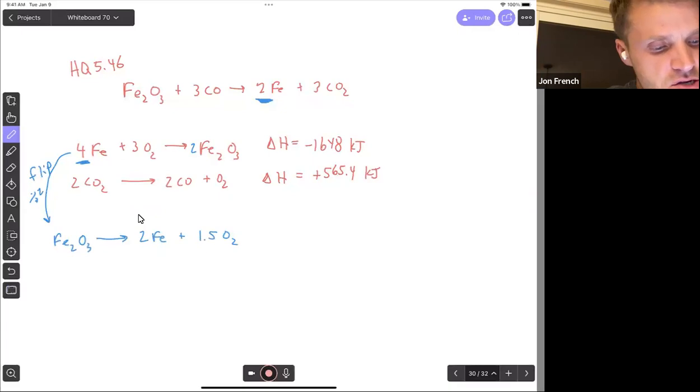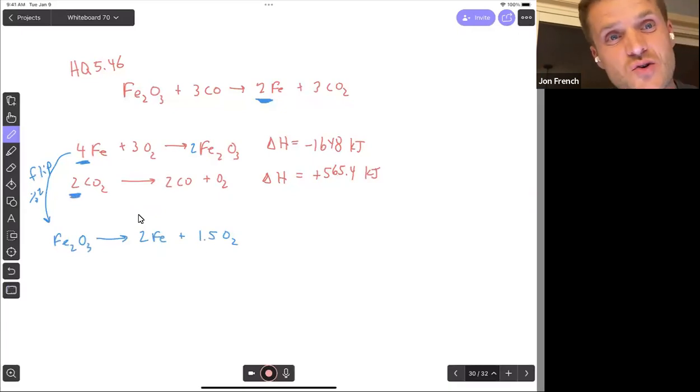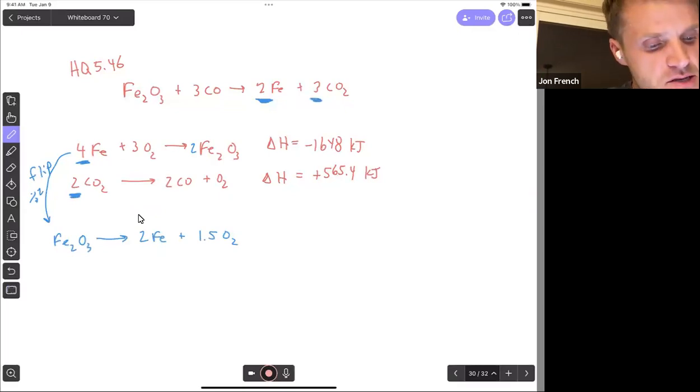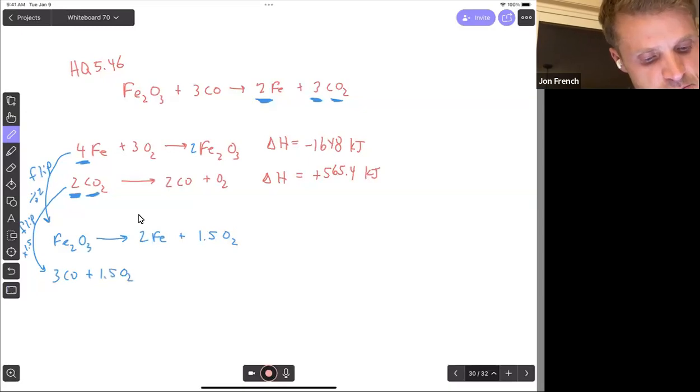All right, the next reaction, I've got carbon dioxide. I've got 2 and I'm looking for 3. So I have to multiply the next reaction by 1.5, and I have to flip it as well because I want CO2 as a product and I have it here as a reactant. So I'm going to flip it as well, and multiply by 1.5. So that gives me 3 CO plus 1.5 O2 goes to 3 CO2.